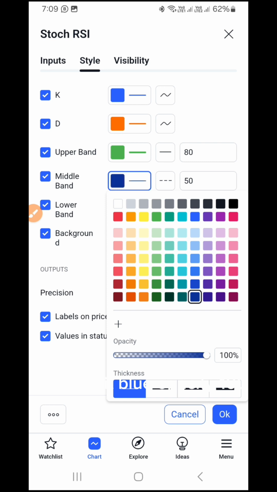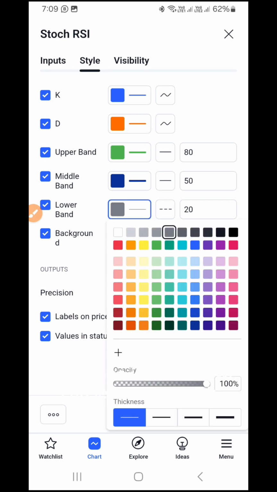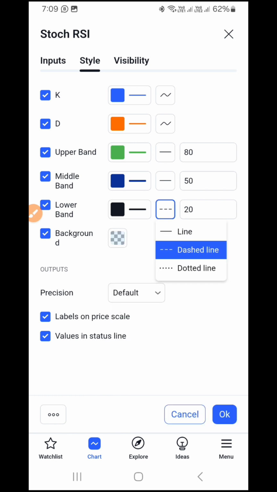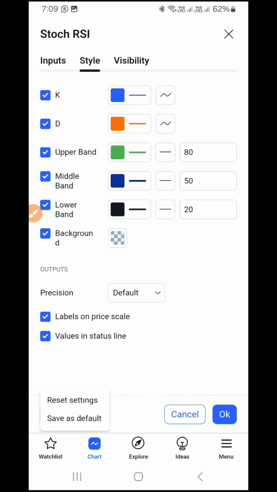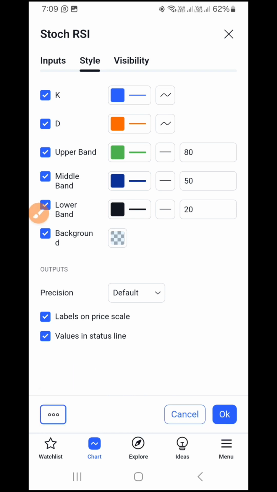Opacity 100. Then we give it thickness. That thickness, we make it also line, not dots. So the last one is this one. We can leave it in black. We change it to line. So that is how we set that style. You can take a screenshot and set your stochastic RSI properly. Then after, we again save as default down here. Save as default. Okay, so that's it.